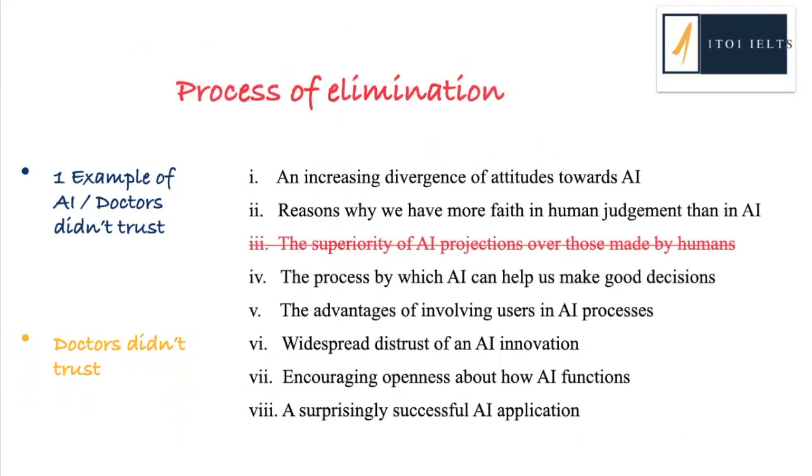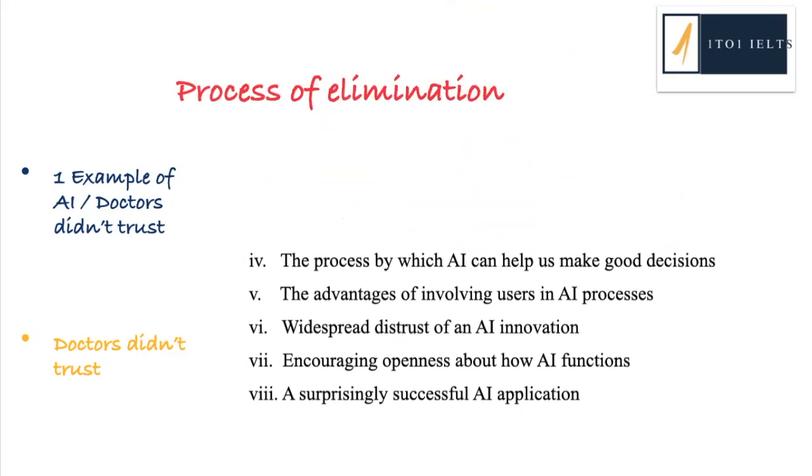We go to the process of elimination. We have already got rid of heading number 3, so we don't have as many to look at now. And we go one by one. An increasing divergence of attitudes. There was no mention about attitudes towards AI or a divergence of attitudes getting different. So we can disregard this heading. Reasons why we have more faith in human judgment than AI. There didn't seem to be any mention here. So once again, we can get rid of that.